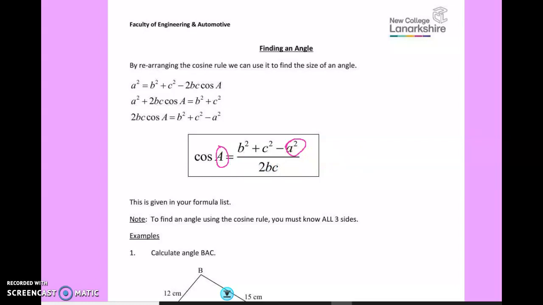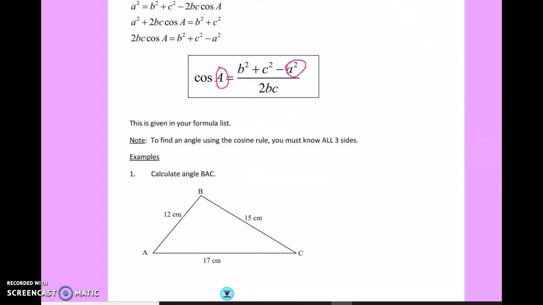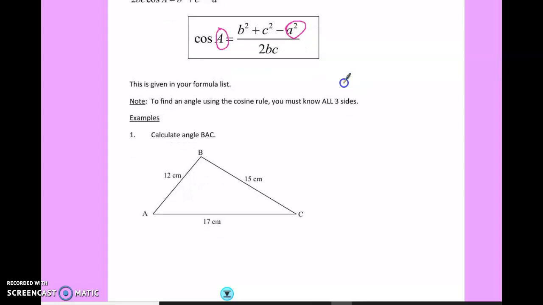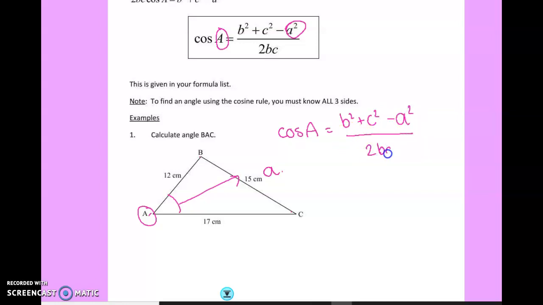Okay, looking at an example then. We've got triangle ABC here, and we want to calculate angle BAC. Same idea as before. BAC is this angle here. So it's angle A we're trying to find, which means that 15 is side A. Doesn't matter which one's B, which one's C. Okay. Formula for finding an angle then is cos A is equal to b squared plus c squared minus a squared all over 2bc. Put some numbers into this.